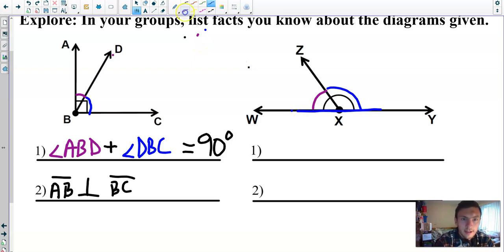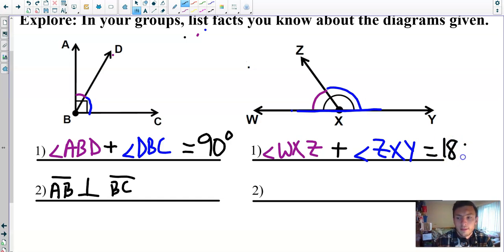So angle, and I'm going to write it in color codes again. Angle WXZ, and the blue angle is angle ZXY. And when I add them together, it's going to equal 180 degrees. I notice that these angles make up a straight line. That's my cue that it's 180. These angles over here make up that perfect L-shape. That's 90. So what other facts can we say?